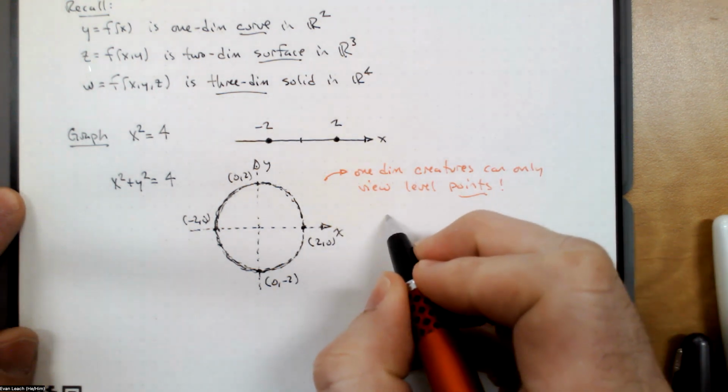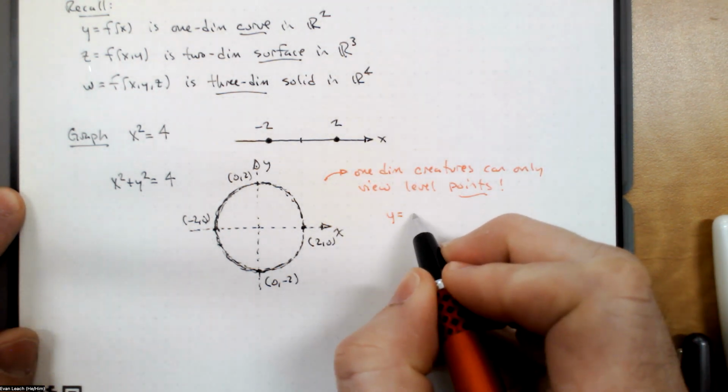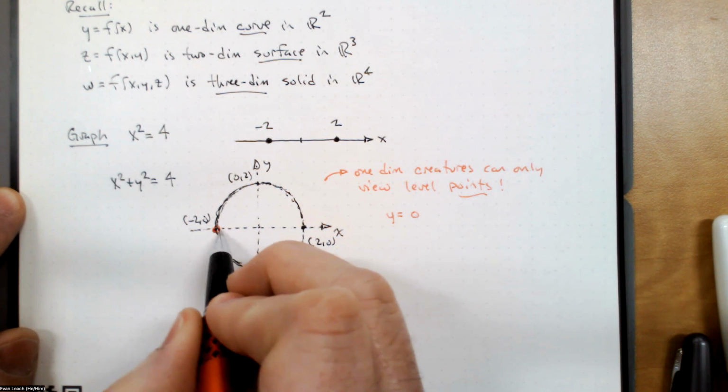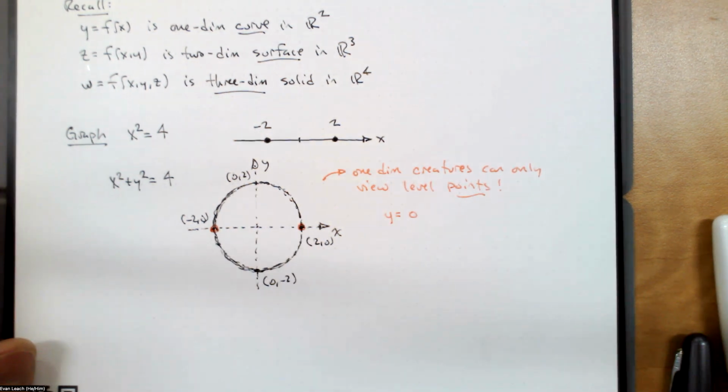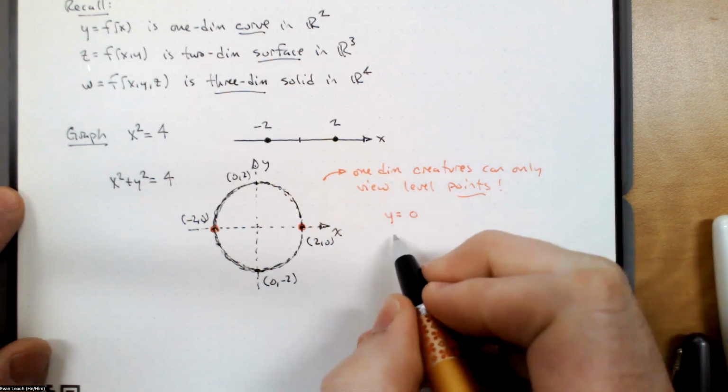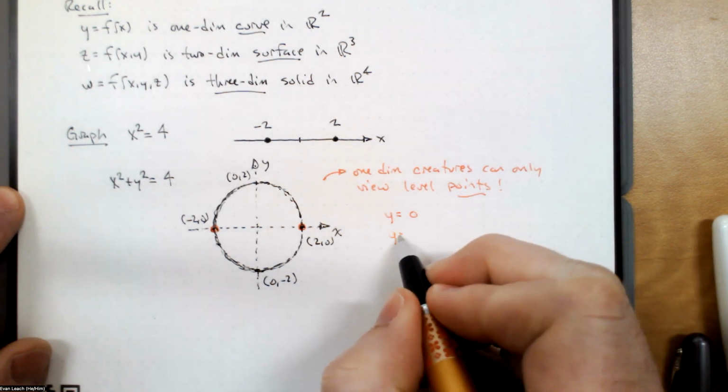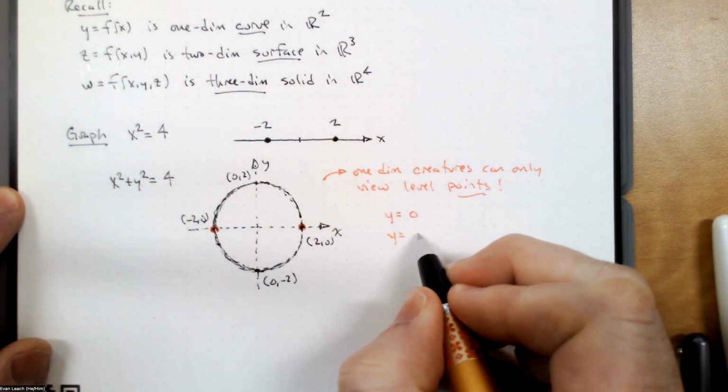So I picture, what if y is equal to 0? Then they picture these points. And then they picture the level points. What if y is equal to 1?